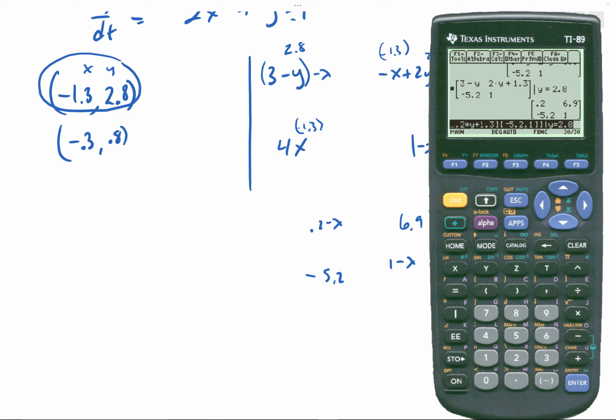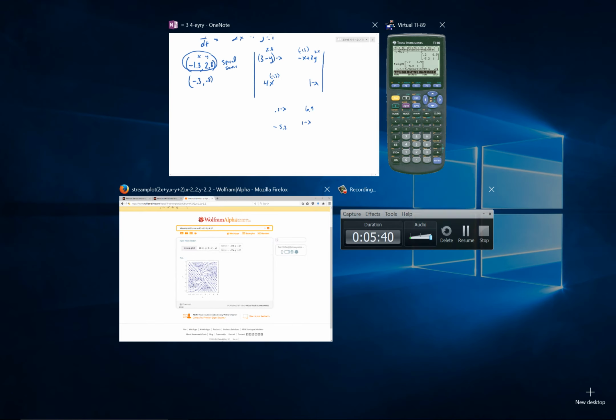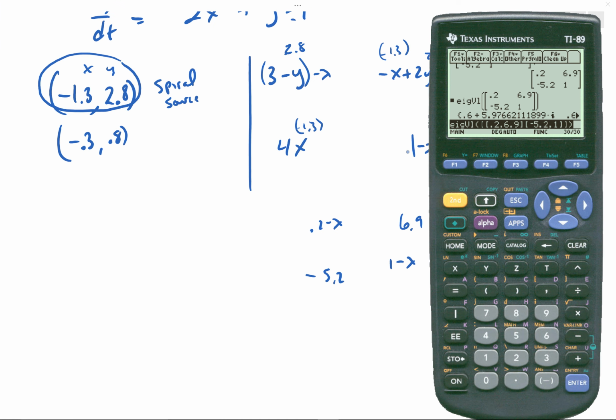So I can speed this process along, and all I have to do is go, all right, second value eigenvalues, because that's what I really want to know. And there they are. Well, look at that. It's positive 0.6 and then an I. So this means this is going to be a spiral source. Okay? Now I come back and I do it again.